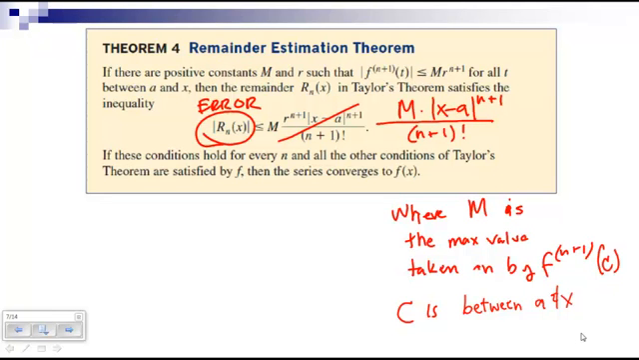Okay. Here it calls it the remainder estimation theorem. It goes by another name on the AP exam, and it's the Lagrange error.